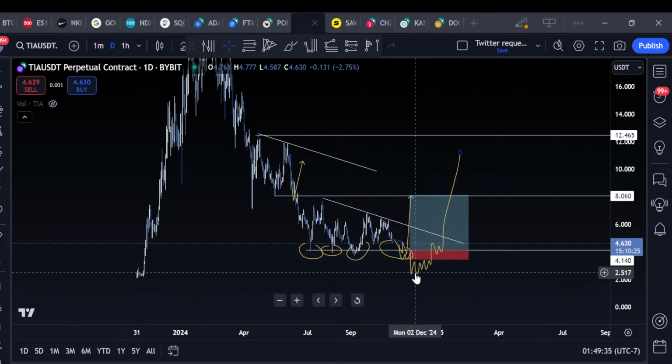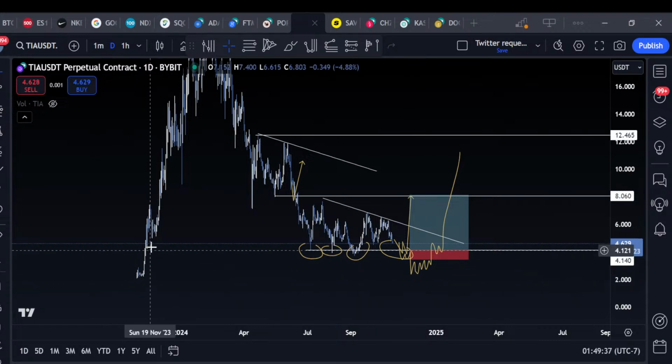If you lose the range, well, I don't know. There might be some older charts with more structure there.